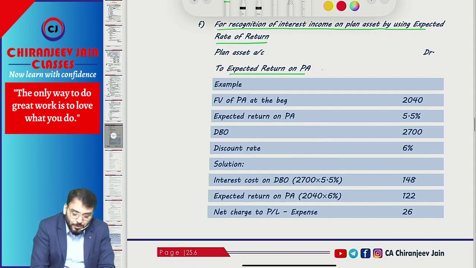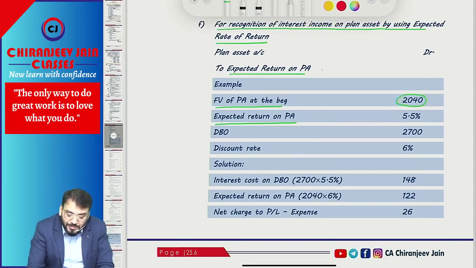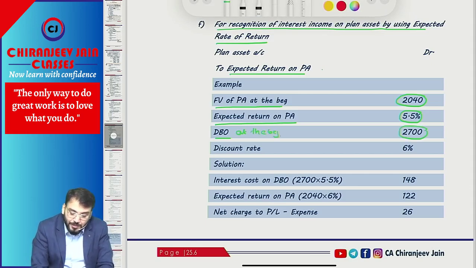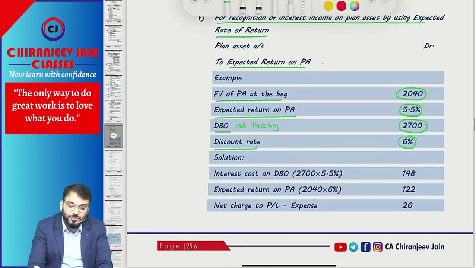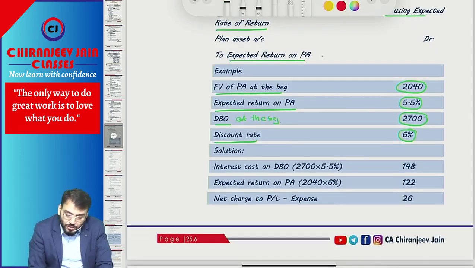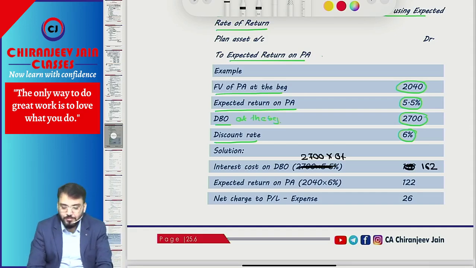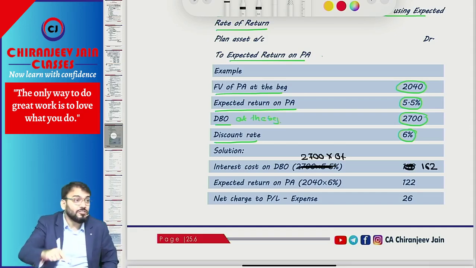For example, suppose this is the fair value of plan asset at the beginning, 2040. Expected return on plan asset is 5.5%. Defined benefit obligation at the beginning is 2700. Discount rate is 6%. What will be your interest cost? The interest cost on DBO will be 2700 into 6%. How much? 162. Correct. So this is interest cost on DBO.